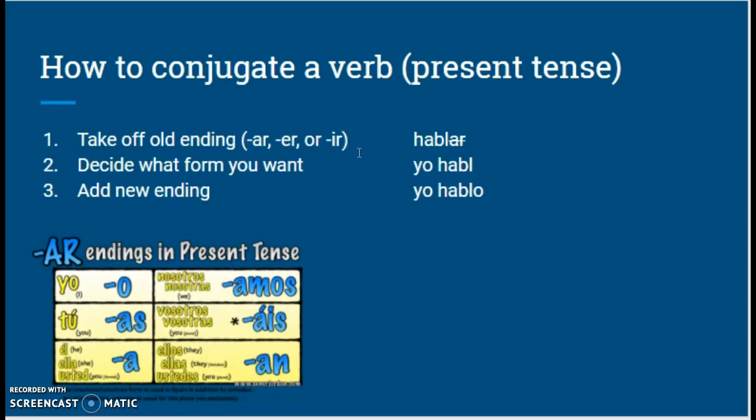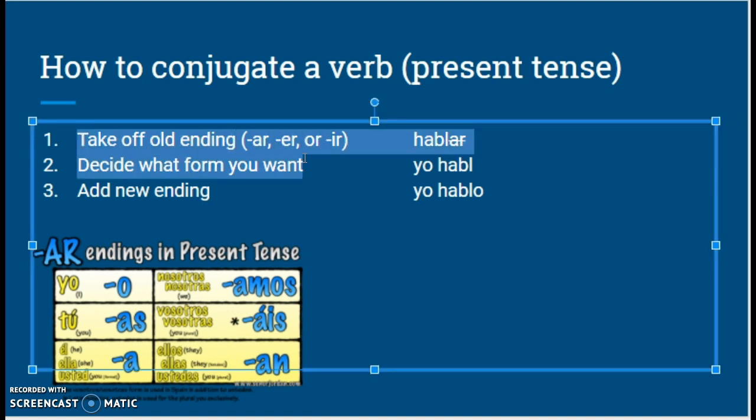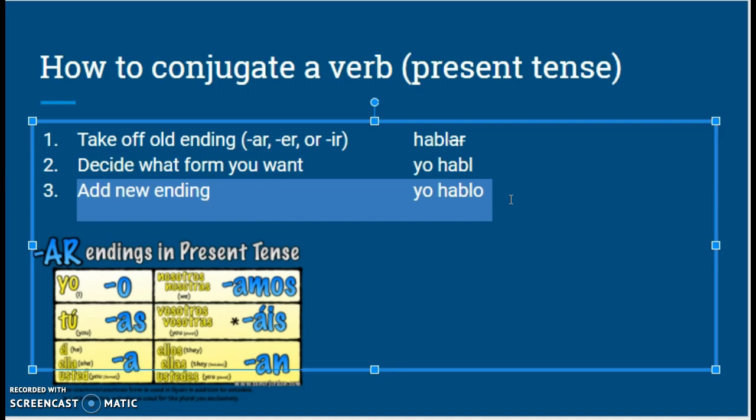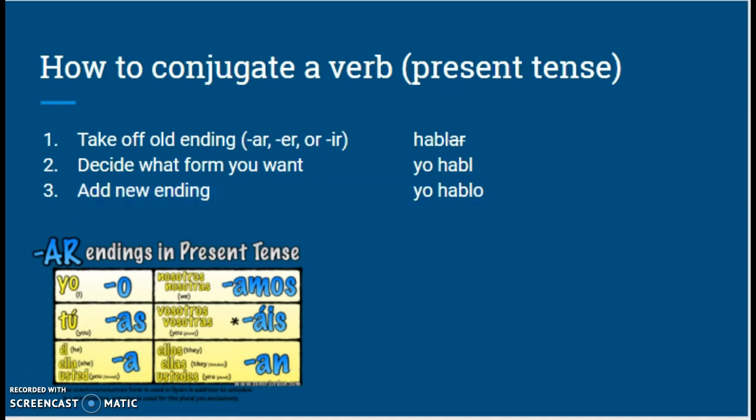So just to refresh how you conjugate AR verbs, step 1, take off the old ending. So you can see here, I had the verb hablar, I took off the AR. Step 2, decide what form you want. So I picked yo, so I have to think of a yo box. Step 3, add my new ending. So my new ending is O for yo box and AR, present tense. So my verb is hablo.